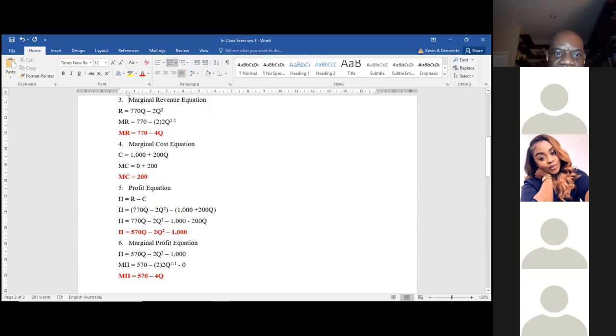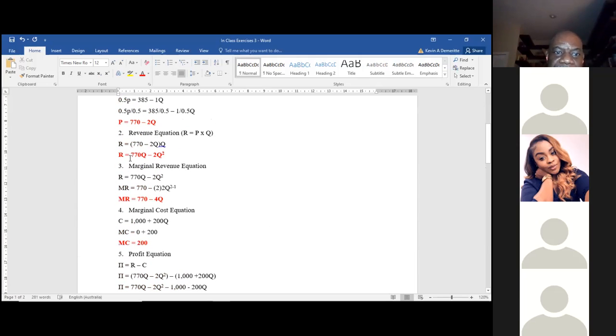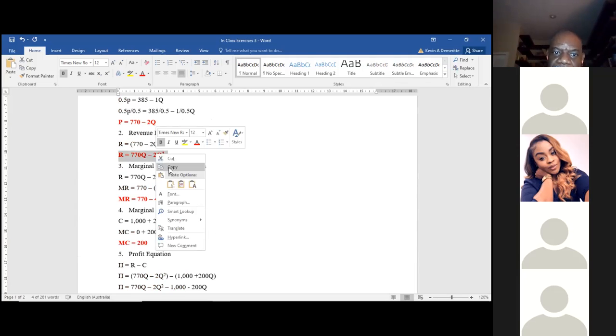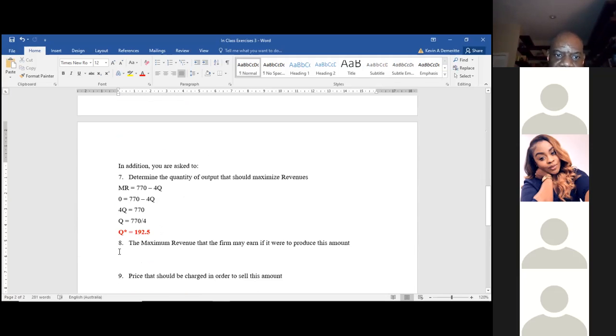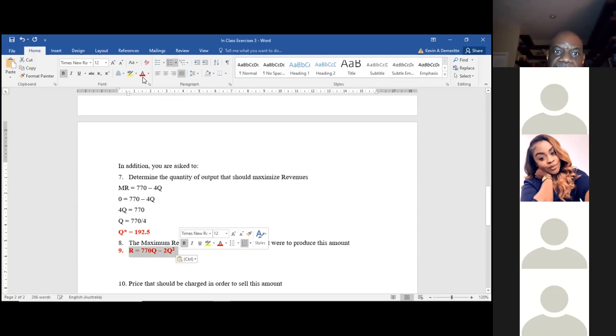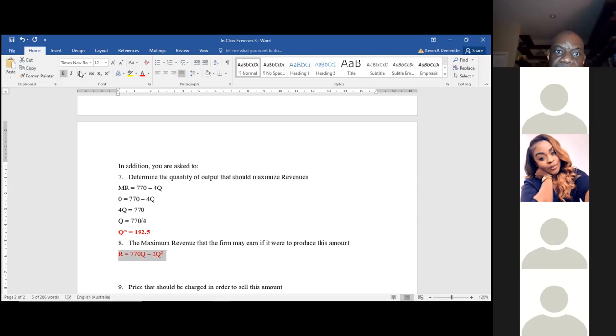But I need to find what my revenue equation is. Here's my revenue equation. Let's plug that in. All right, so let's fix that. There. Okay, so here's my revenue equation. Now, I want to find out what my revenue is going to be when I'm producing 192.5 units.